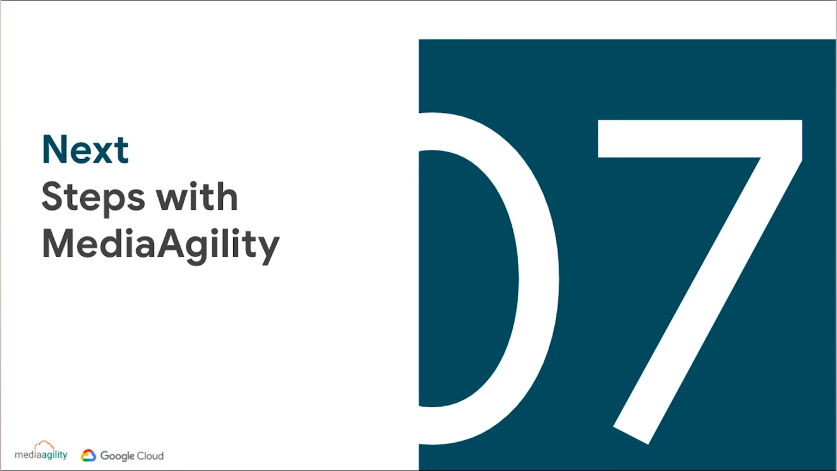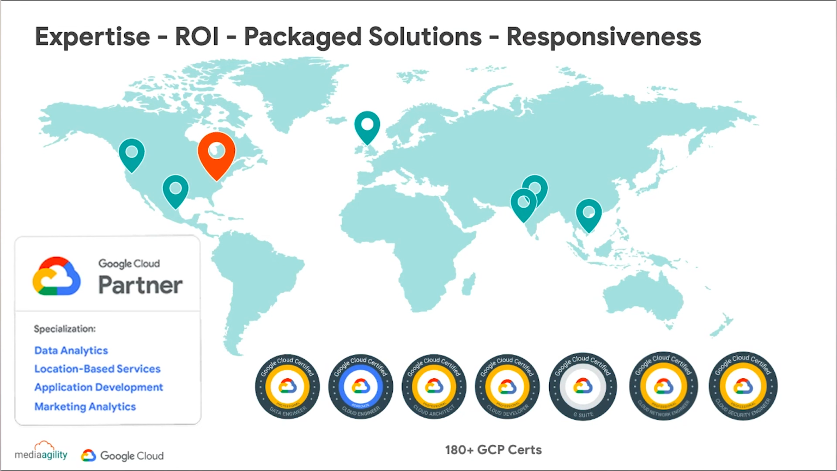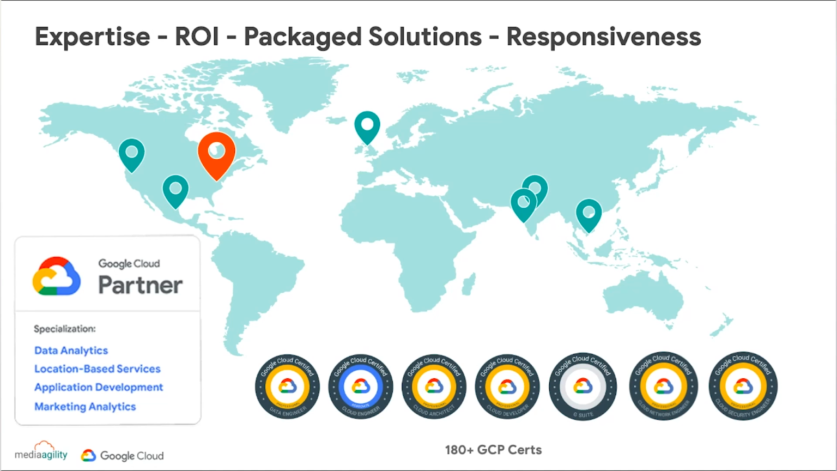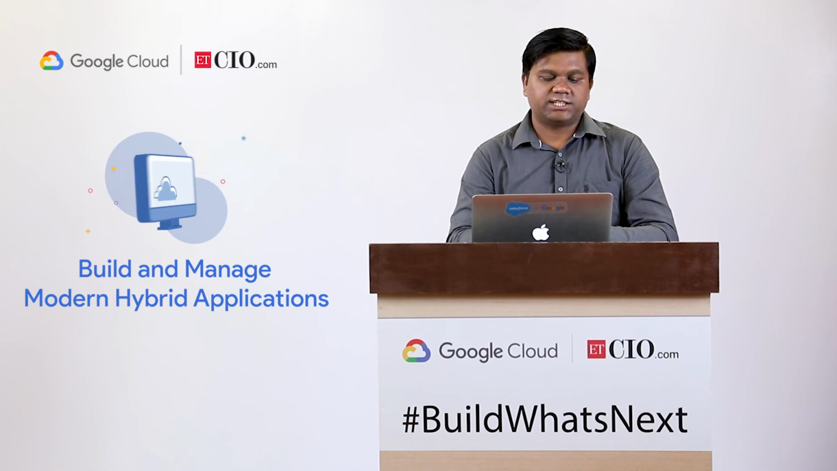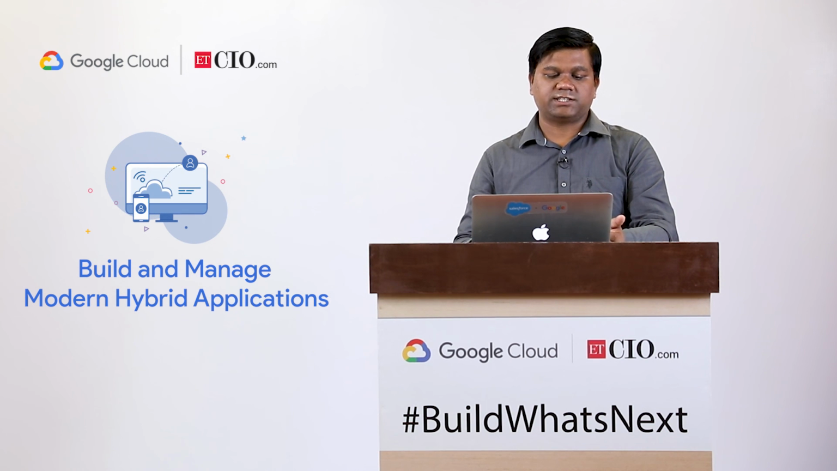And last but not least, let's talk about how quickly MediaAgility can help you. To introduce, MediaAgility is a digital consulting partner, and we have worked with more than 1,000 businesses across the globe. We are spread across 5 different geographies and serving customers in 9 different countries. We have more than 170 Google certified resources in networking, security, data engineering and infrastructure, and we specialize in application development, marketing analytics, data analytics and location based services.